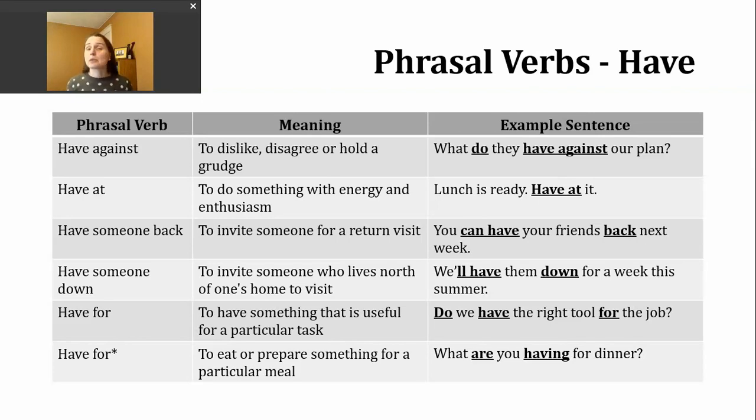The next phrasal verb we'll take a look at has a couple meanings. Have for could mean to have something that is useful for a particular task. Here's an example of that. Do we have the right tool for the job? But have for could also be referring to eat or to prepare something for a particular meal. Here is another example of that. What are you having for dinner?